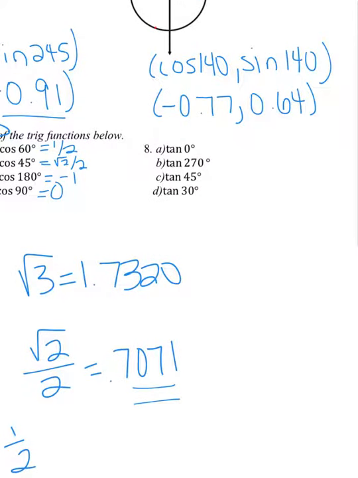Number 8, cosine of 0, I get 0. Not cosine. Tangent of 0, I get 0. Tangent of 270, I get an error message. That is because the tangent of 270 is undefined. The tangent of 45, I get 1. And the tangent of 30, I get 0.5773, which is the square root of 3 divided by 3.